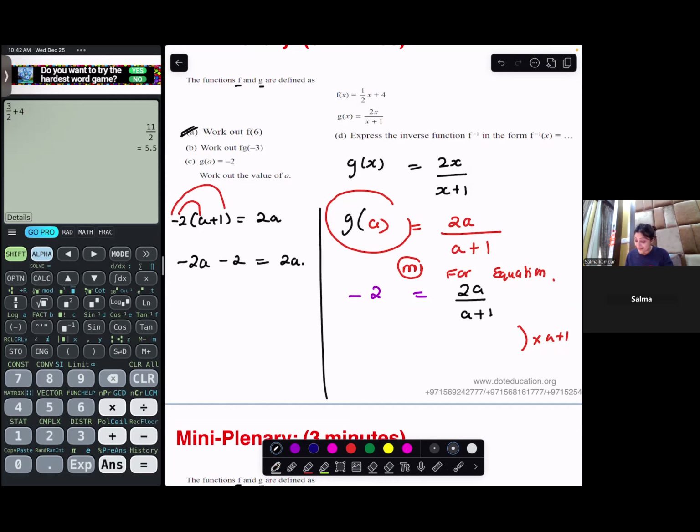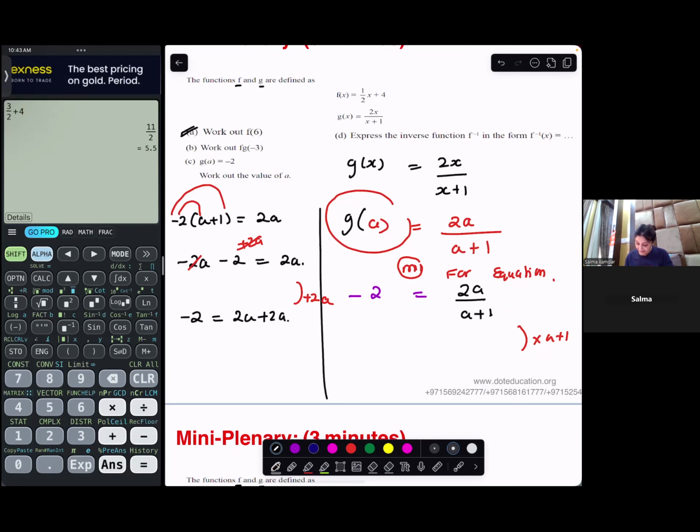I need to find the value of a. That means I will make a the subject. So what I'll do is I will add 2a to both the sides. So this will become minus 2a, and this is plus 2a. So this cancels out. So I add 2a to both the sides and I'm left with minus 2 is equal to 2a plus 2a. Minus 2 is equal to 4a.